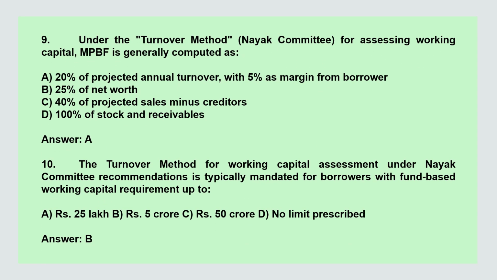In the turnover method, NAIK committee for assessing working capital, MPBF is generally computed as. Answer A. 20% of projected annual turnover with 5% margin from borrower. The turnover method for working capital assessment under NAIK committee recommendations is typically mandated for borrowers with fund-based working capital requirement up to. Answer B. Rupees 5 crore.